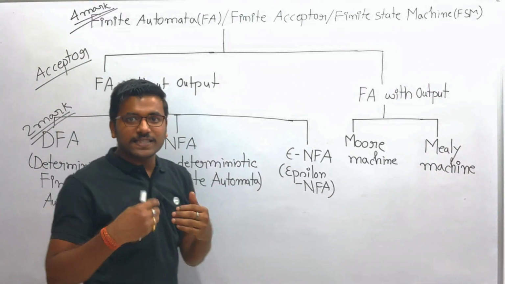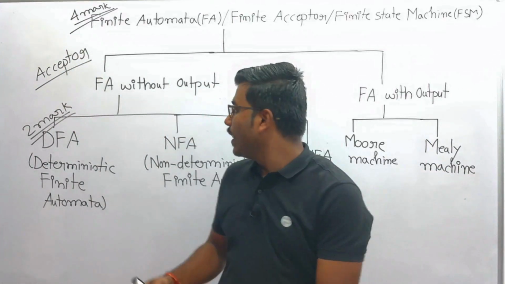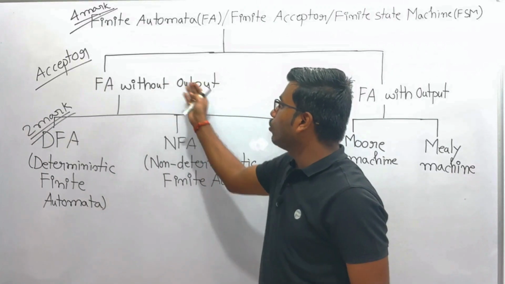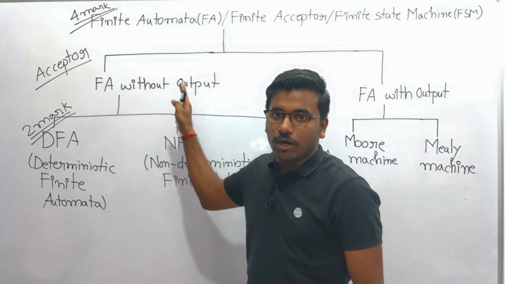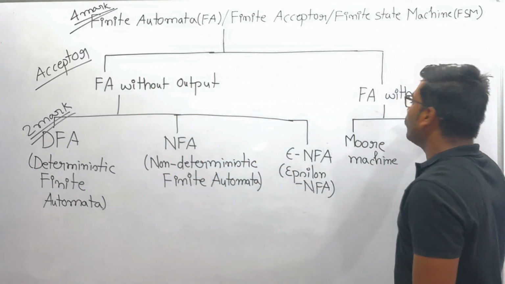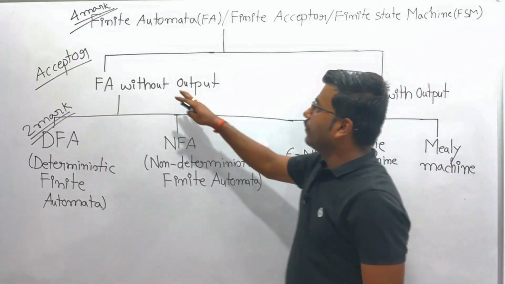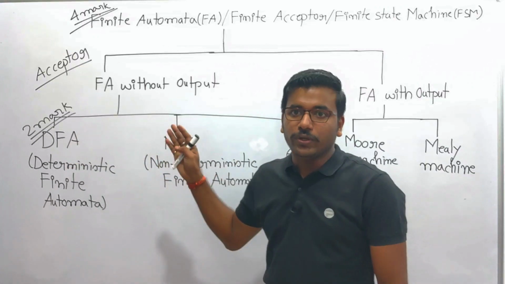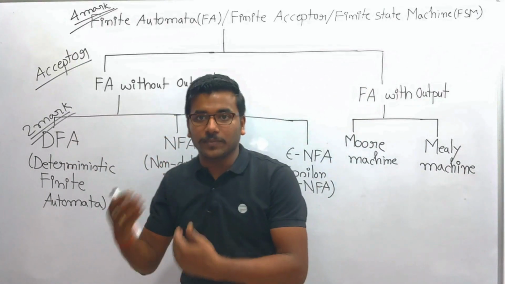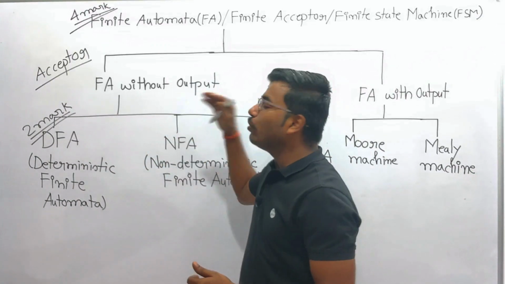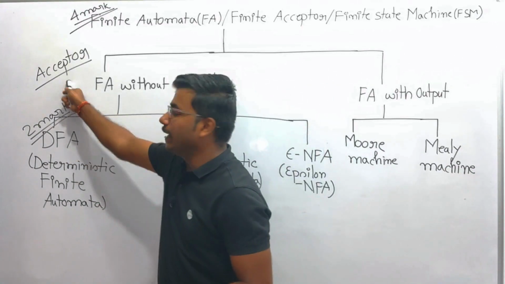Since there are two types of finite automata, one FA is not going to give any output and another FA is going to give output. The FA which does not give an output is even called an acceptor, because it is going to accept something, which we will see. So FA without output is even called an acceptor.